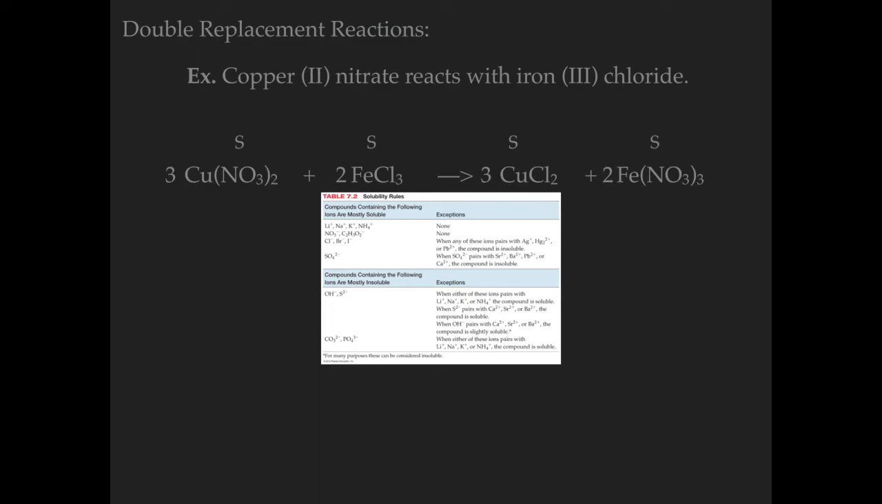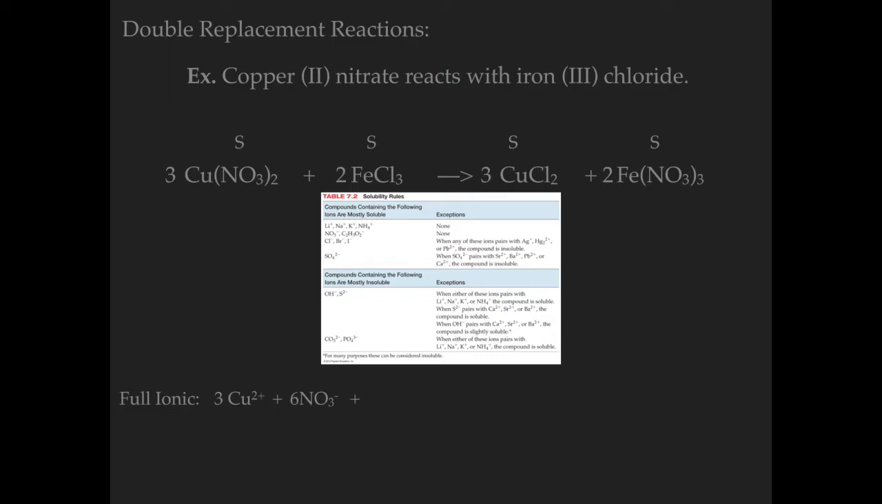So what I can do now is I can take this double replacement reaction and I can write the full ionic reaction. So anything that's soluble I break up. So the first thing I'm going to break up is copper nitrate. Now copper has a 2+ charge, so when I break it up into its ions, I'm going to have 3 copper 2+ ions. Okay? And that's going to react with, well, I've got 6 nitrate ions, because there's a 3 in front for the coefficient and then a 2 for the subscript. So I've got 6 NO3- ions.